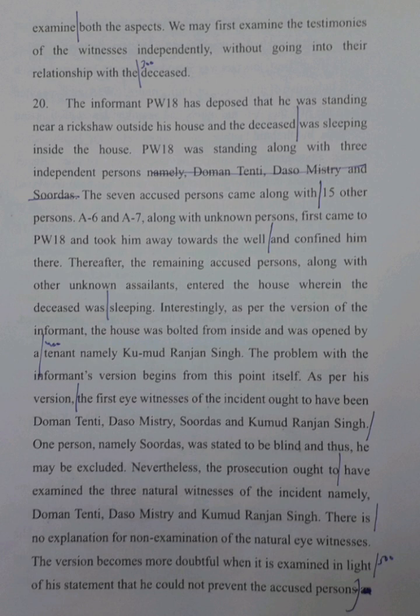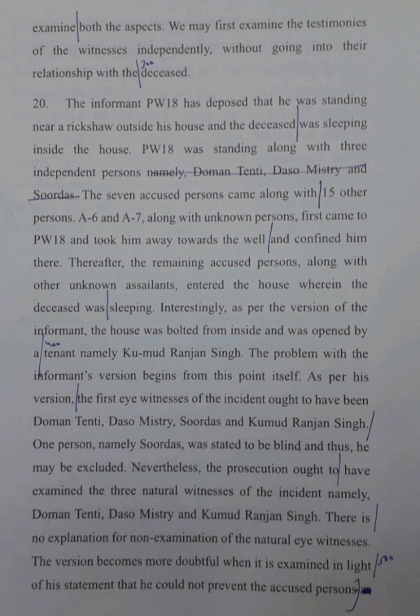The informant PW18 has deposed that he was standing near a rickshaw outside his house and the deceased was sleeping inside the house. PW18 was standing along with 3 independent persons. The 7 accused persons came along with 15 other persons. A6 and A7 along with unknown persons first came to PW18 and took him away towards the well and confined him there. Thereafter, the remaining accused persons, along with other unknown assailants, entered the house wherein the deceased was sleeping.